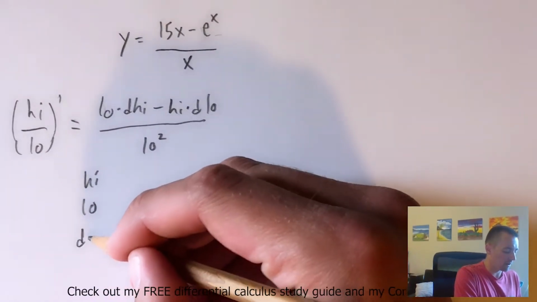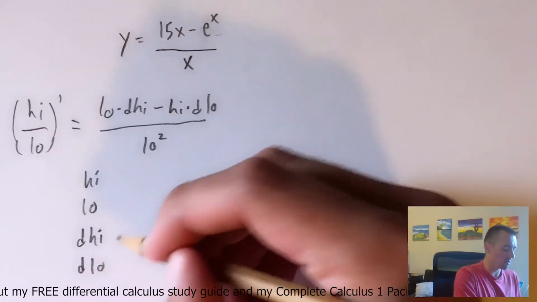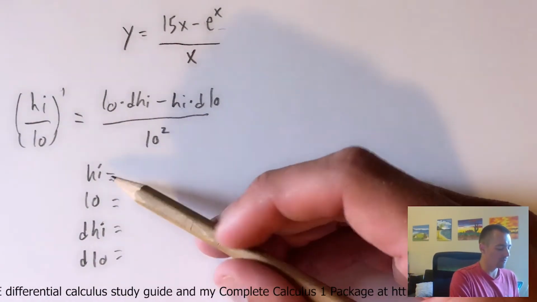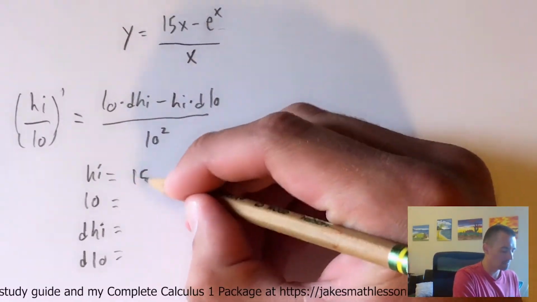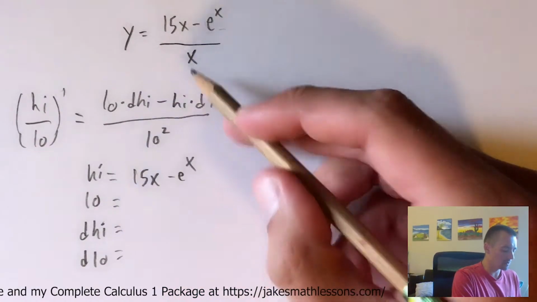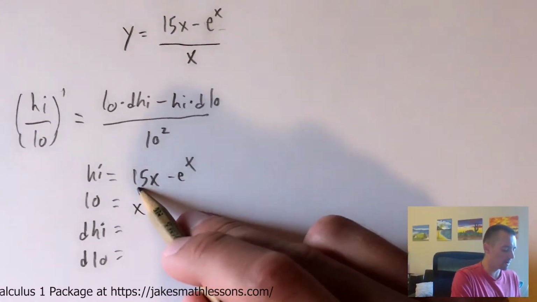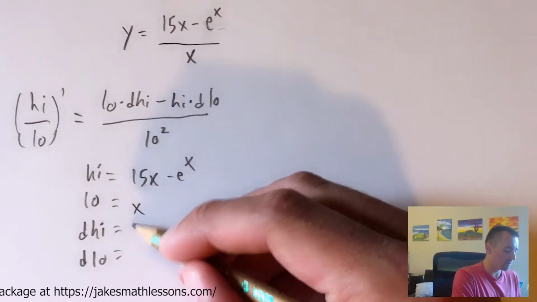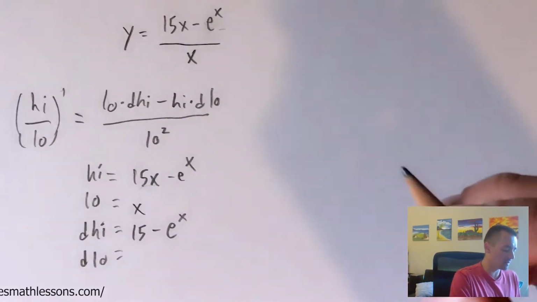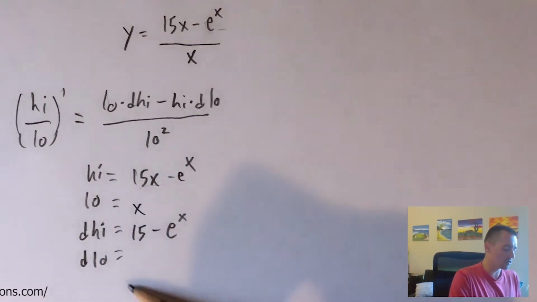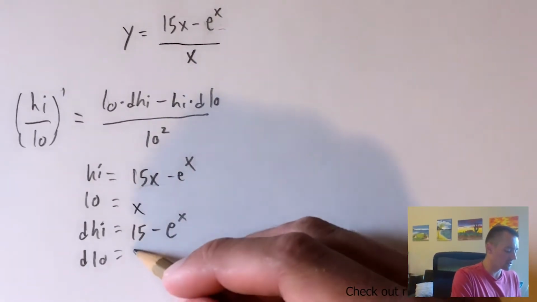So to apply this, all we have to do really is figure out our high, our low, the derivative of our high, or d high, and the derivative of our low, or d low. High and low are usually going to be easiest to figure out. The high is just the numerator, so 15x minus e to the x. And the low is just the bottom, just x. D high is just the derivative of our high, the derivative of our numerator. Derivative of 15x is 15, minus the derivative of e to the x is just e to the x. And then d low is just going to be the derivative of our low, or the derivative of our denominator. The derivative of x is just 1.